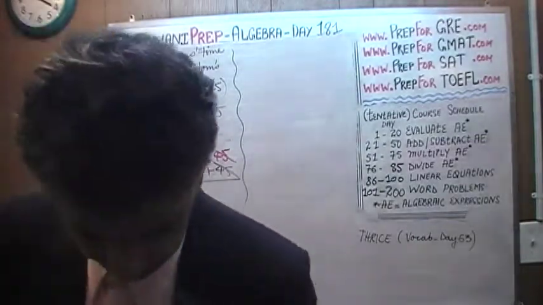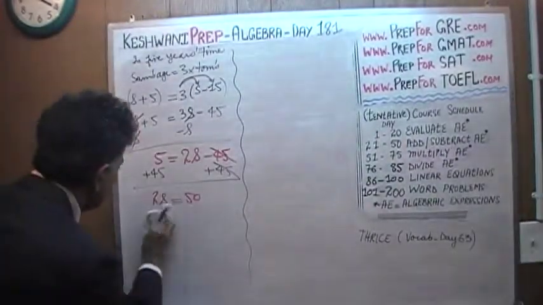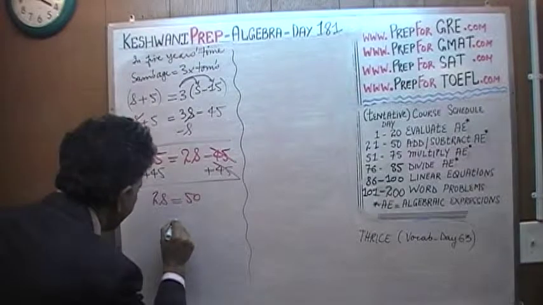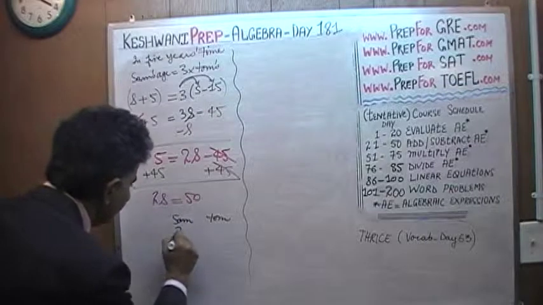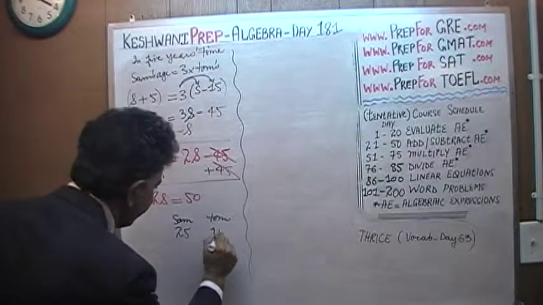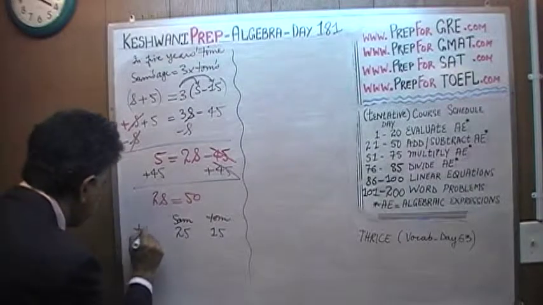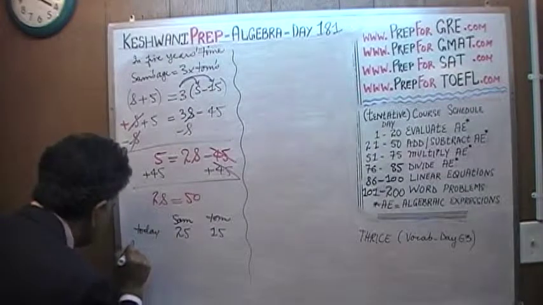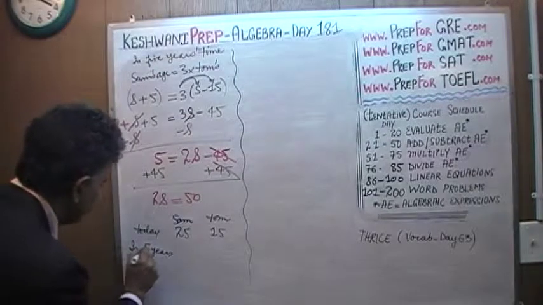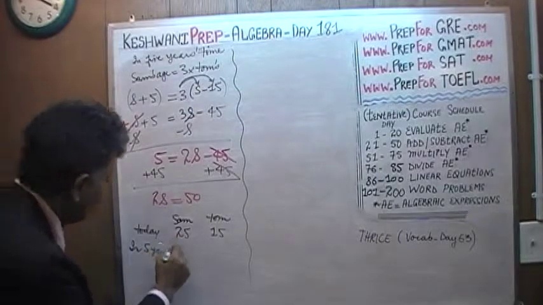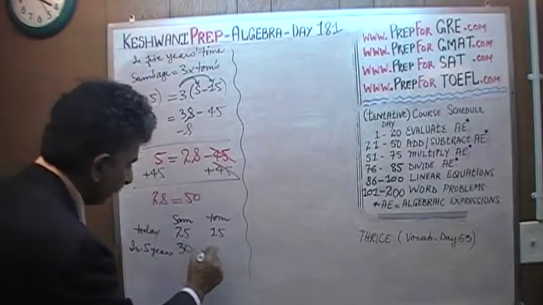Let's put it like this. Sam and Tom. Sam we found out from this equation is 25, which implies Tom must be 15. This is now, today. In 5 years, this guy, if he's 25 today, in 5 years he's going to be 30. And if this guy is 15, in 5 years' time he's going to be 20.